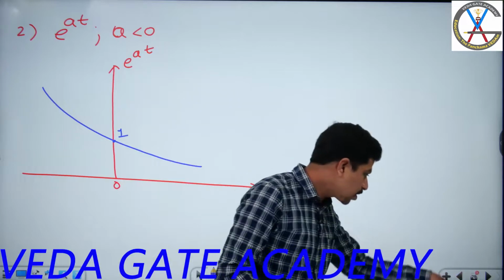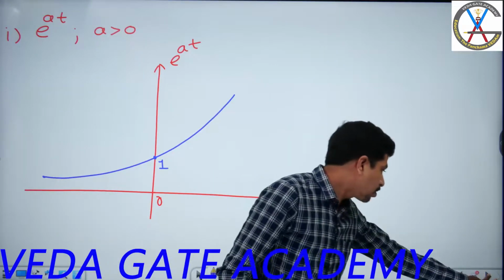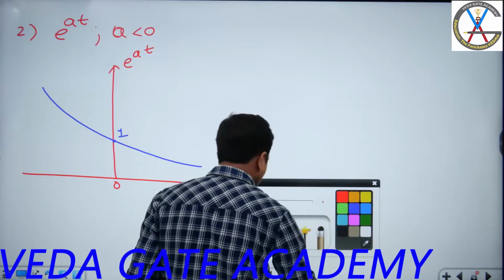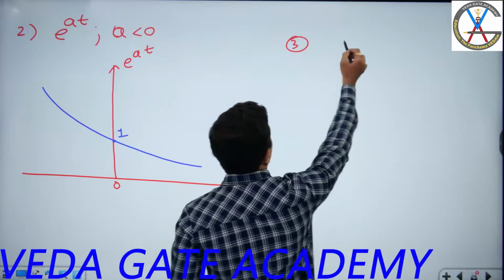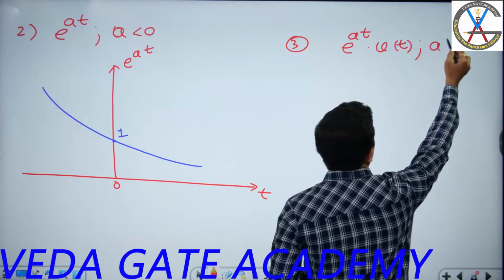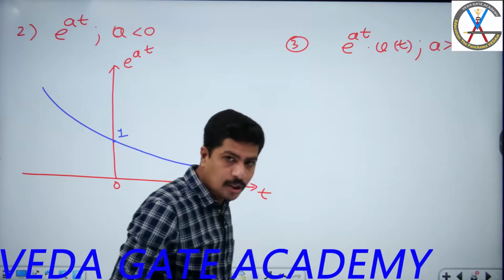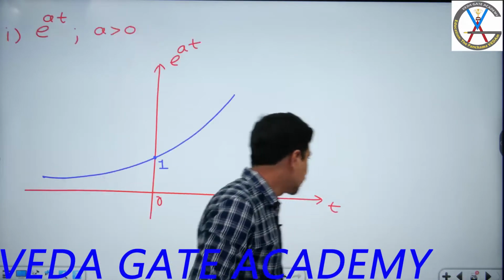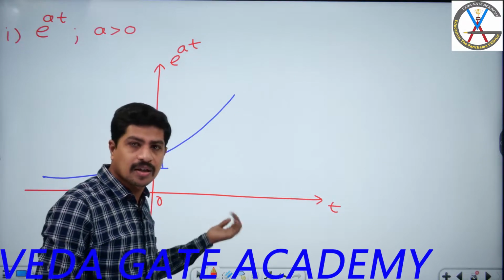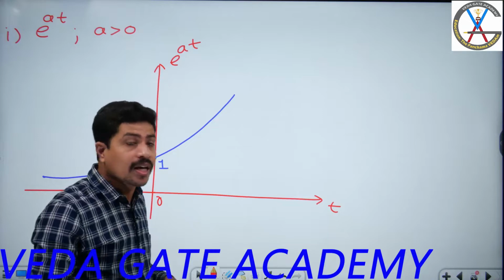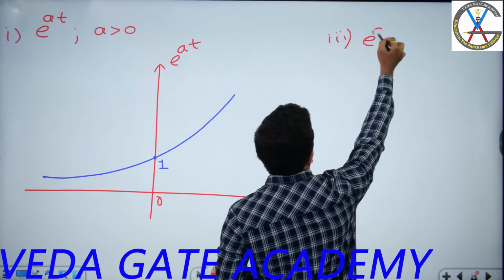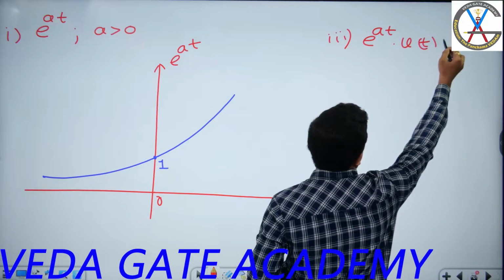In BTech, mostly you did not see this one. What you saw in BTech, I'm going to show. The most common signal in BTech for you is e power at into u of t for a greater than 0. Suppose I draw e power at into u of t for a greater than 0. This is e power at into u of t. Yes or not? This is e power at for a greater than 0. Let's find here itself. Third one I'm taking here: e power at into u of t for a greater than 0.